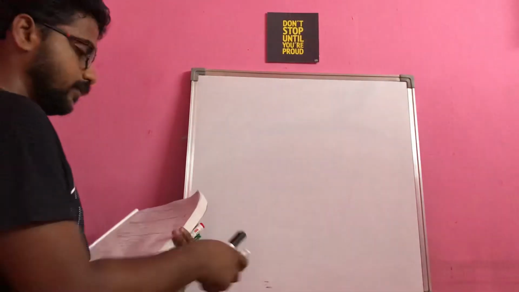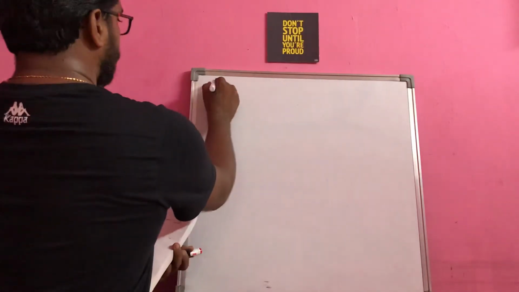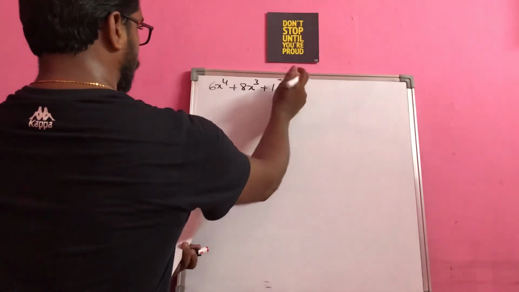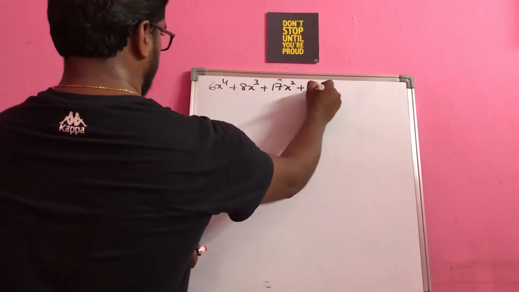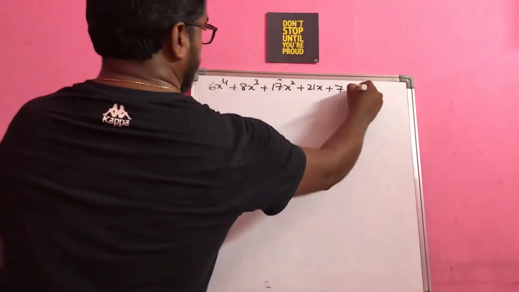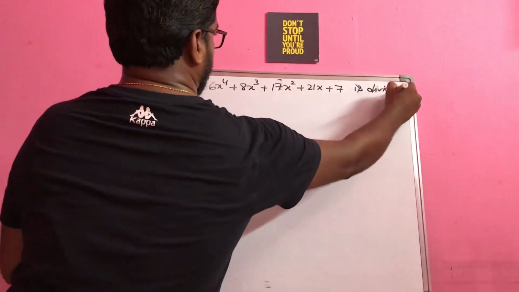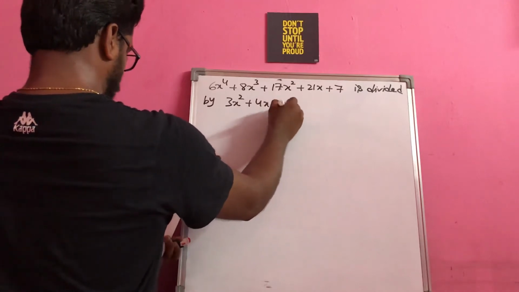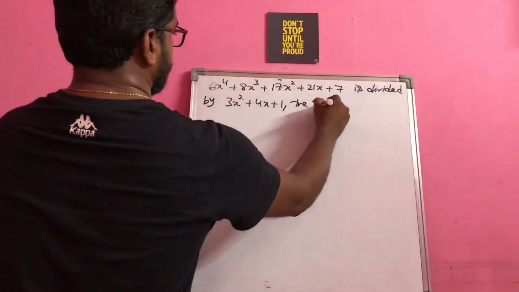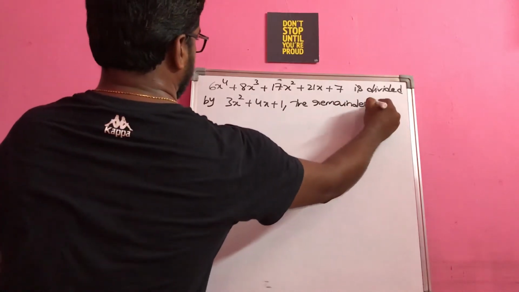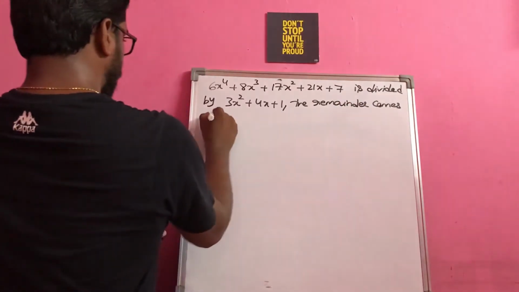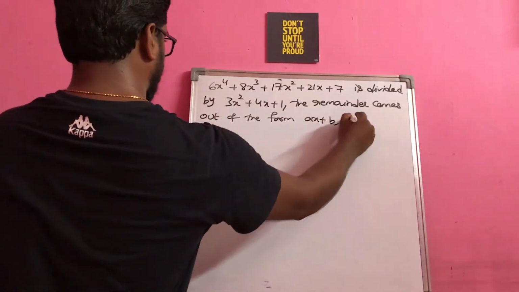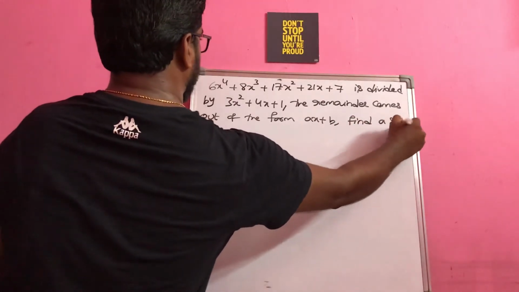If the polynomial 6x power 4 plus 8x cube plus 17x square plus 21x plus 7 is divided by 3x square plus 4x plus 1, the remainder comes out of the form ax plus b. Find a and b.